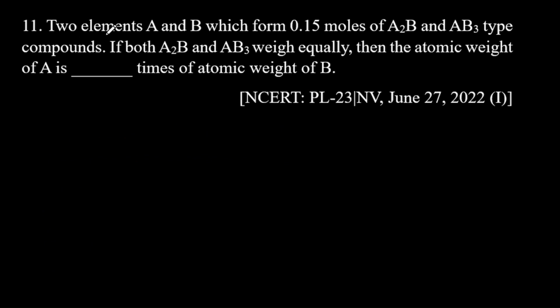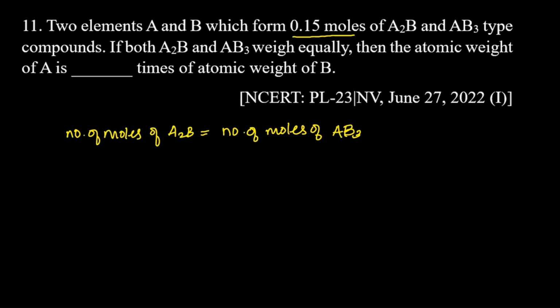The next question is, two elements A and B form 0.15 moles of A2B and AB3 type compounds. So in this question, the number of moles of A2B and AB3 formed is the same. It is equal to 0.15 moles. If both A2B and AB3 weigh equally, then the atomic weight of A is dash times the atomic weight of B. So according to the question, the number of moles of A2B is equal to the number of moles of AB3, and their number of moles is equal to 0.15 moles.